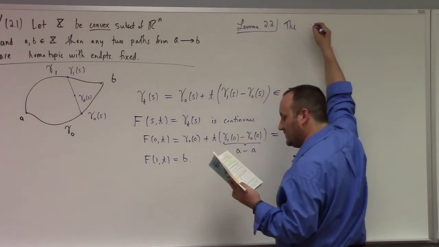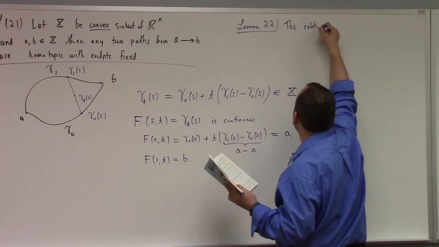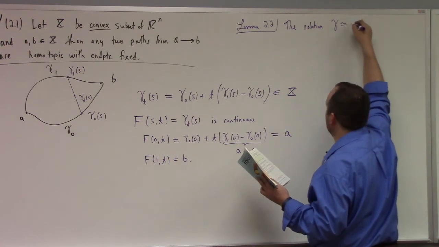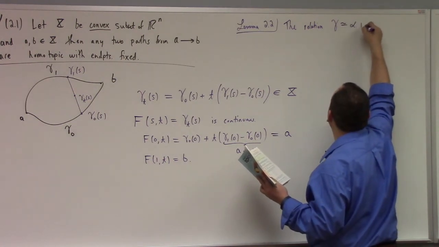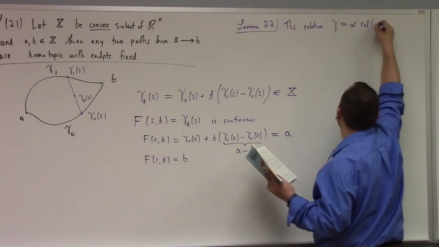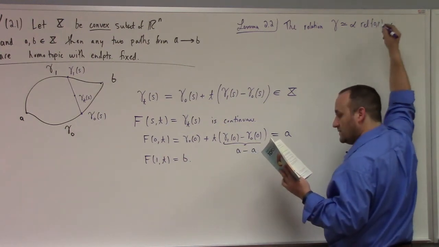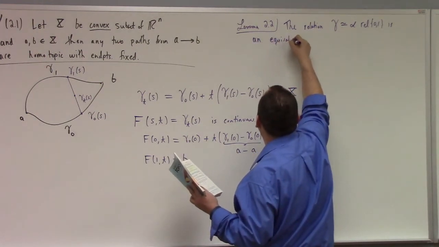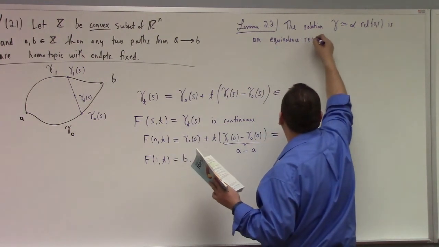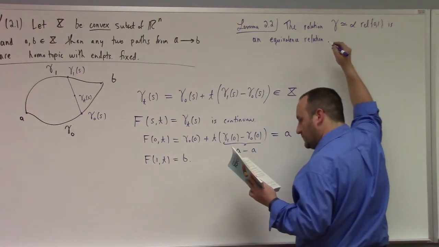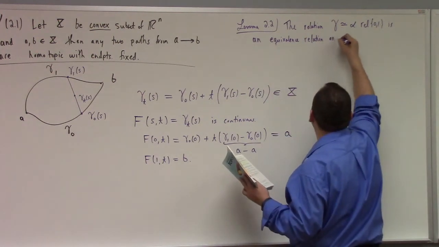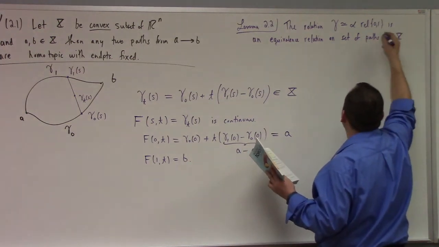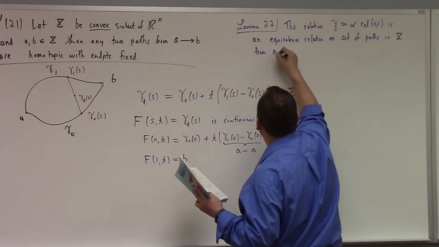But anyway, the relation: gamma equivalent to alpha rel 0, 1 is an equivalence relation on the set of paths in X from A to B.